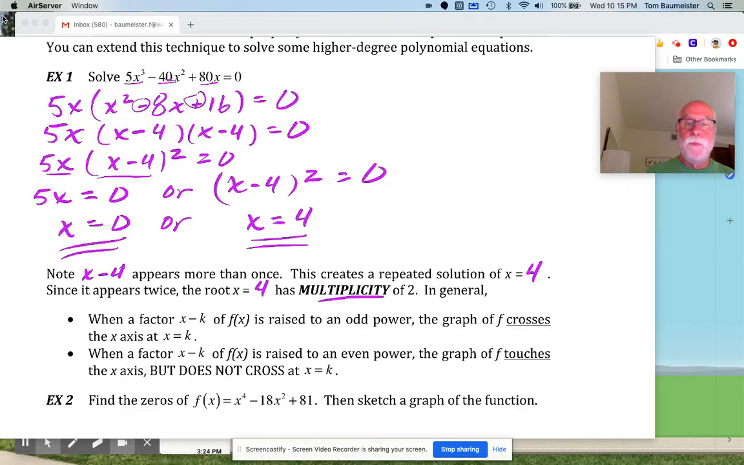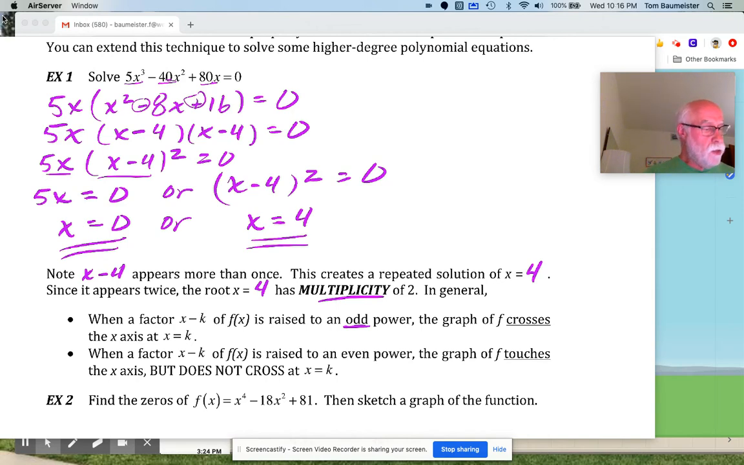In general, when a factor x minus k of f of x is raised to an odd power, the graph crosses the x-axis at x is equal to k. When a factor x minus k of f of x is raised to an even power, the graph of f touches the x-axis but does not cross at x is equal to k.